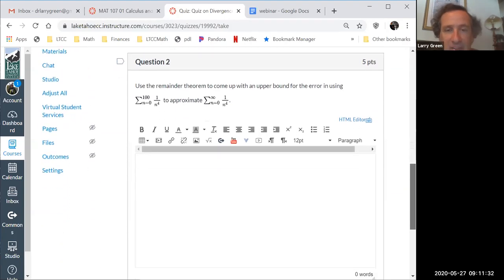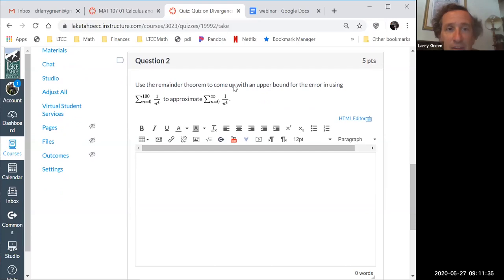Let's do number 2. Number 2 is use the remainder theorem to come up with an upper bound for the error in using the summation n equals 0 to 100 of 1 over n to the 4th to approximate the summation n equals 0 to infinity of 1 over n to the 4th. You know what? There's an error in that. I don't know if anyone noticed. It should say 1 to 100. I usually don't care about the beginning number. It's really the tail that matters, because that's what we're trying to do. So hopefully that didn't bother anyone, but if it did, I apologize. It should start at 1.